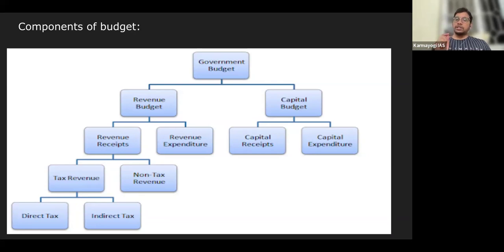Now, revenue expenditure means whatever interest that government has to pay back on the previous loans, right? That is nothing but the revenue expenditure, also salaries, defense expenditure. These are all part of the revenue expenditure, right? So capital expenditure means creating assets or giving advances to the states for creation of assets, right?